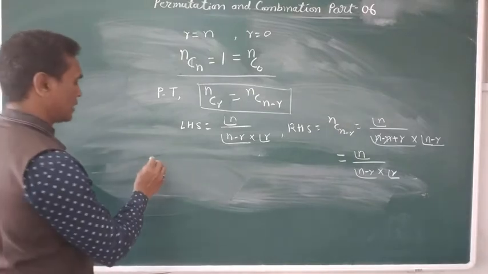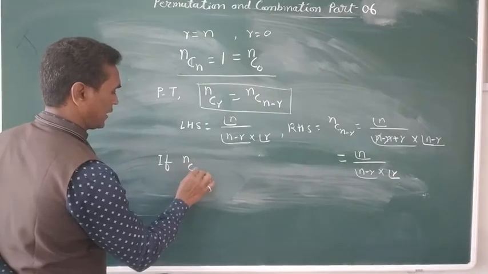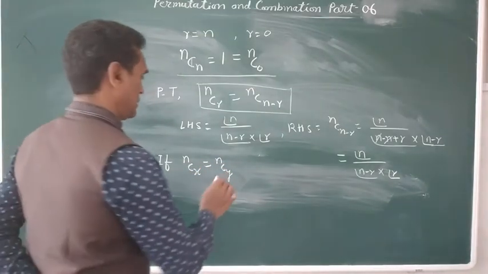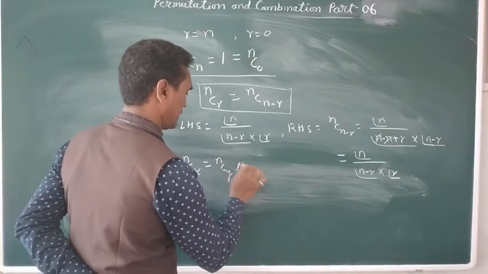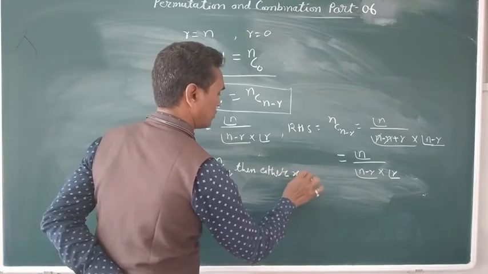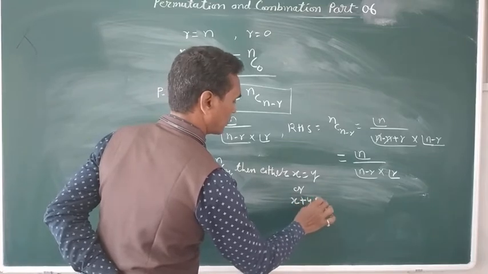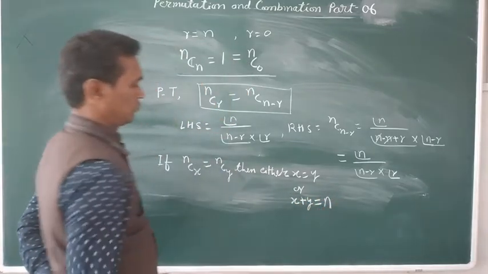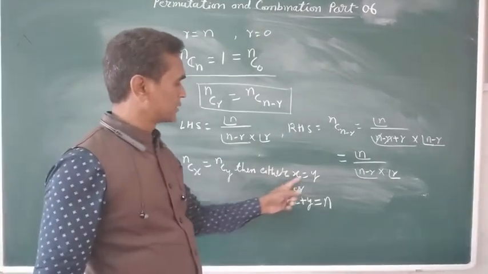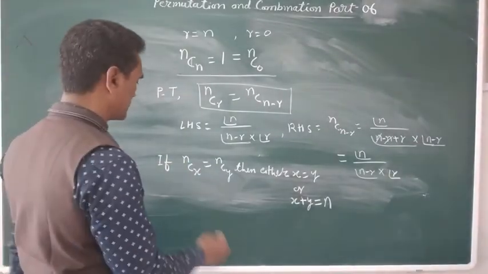Now another formula: if nCx is equal to nCy, then either x equals y or x plus y equals n. So if nCx equals nCy, then either x equals y or x plus y equals n. This also we can prove easily.